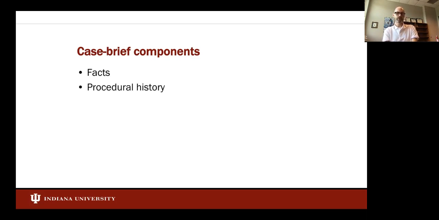The next component is procedural history. Very simply, the procedural history is the story of the case's progress through the litigation process. Most of the cases you're going to be reading are appellate court cases. So what happened before the case got to the appellate court? How did the trial court handle the case? How did the trial court dispose of the case? That sort of thing. That's what's going to go in your procedural history. And you want to focus only on those events throughout the course proceedings that are relevant to the issue or issues that the court, in the opinion that you're reading, felt were relevant.